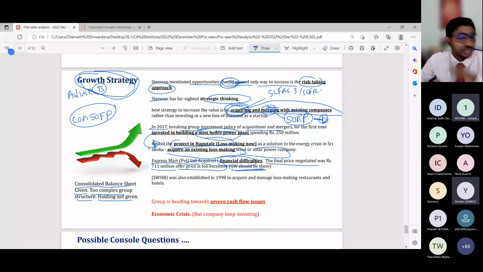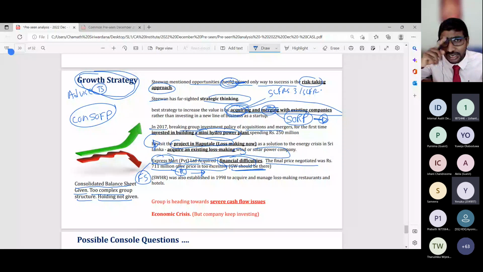It means goodwill should be there, but goodwill is not included. So shall I tell you one of the possible questions that might come to the exam? They might tell you that whatever group financial statement they have prepared at the moment does not include Expressmart, and they will give you the Expressmart financial statement and tell you to combine it to this group financial statement. So in that case, you have to look at the Expressmart goodwill computation and other things. Likewise, you have to add this to the current balance sheet given in the pre-seen.